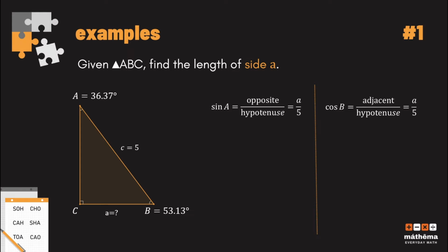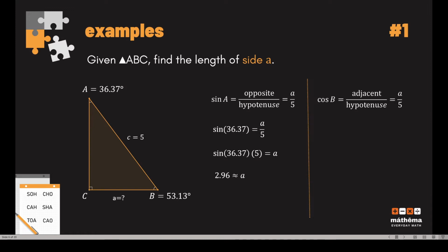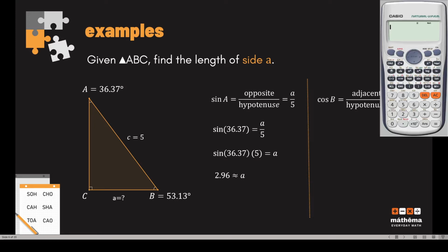So sine A is equal to the opposite over the hypotenuse. That will give us, again, A over 5. And we know that the angle A measures 36.37. So we'll substitute that in our equation, and that will give us sine 36.37 is equal to A over 5. And then we'll have to cross multiply. And then using our calculator, that will give us this one. So side A, using the sine ratio, is approximately 2.96.